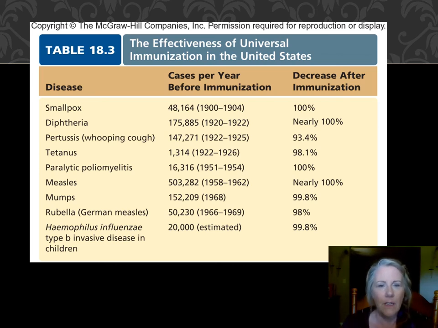Now, diphtheria. Diphtheria is a particular disease that we get vaccinations for, that you get as one of your childhood vaccinations. Quite a few people were afflicted with diphtheria and were nearly at 100% after that immunization schedule started. Pertussis, also known as whooping cough, we've been able to almost eliminate. Now, with some of these diseases, what we've learned is that we do need some boosters for them.